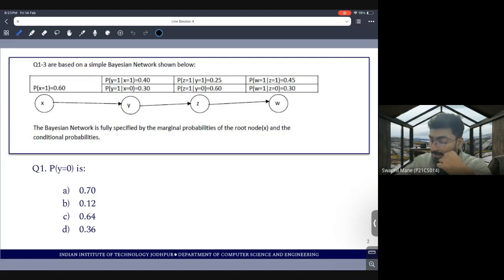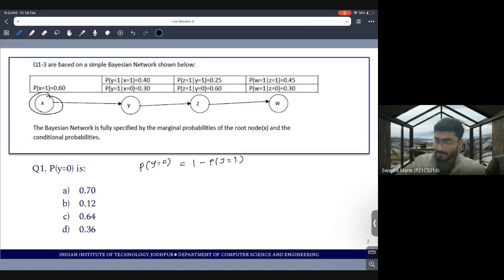The Bayesian network is fully specified by the marginal probability of the root node x, which is a root node, and the conditional probability has been provided for each of the subsequent nodes. In question 1, it is asking for the probability of x equal to 1, y equal to 0. Here y is at the second position and depends on x. We know that the probability of y equal to 0 plus the probability of y equal to 1 is equal to 1, so the probability of y equal to 0 is 1 minus the probability of y equal to 1.